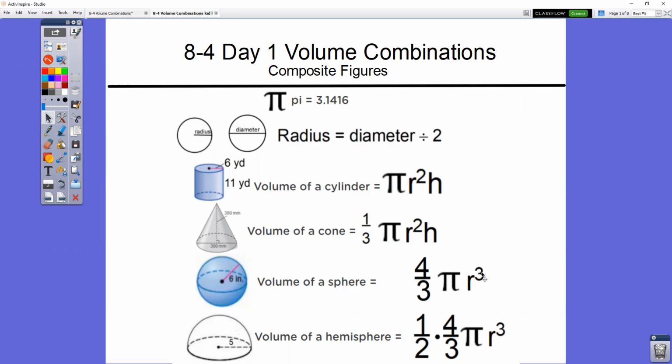Remember, for r cubed, that's really r to the third power. So you have to use the caret button 3, or remember, if your calculator doesn't have a caret button, the y to the x or x to the y button, or you might have to do radius times radius times radius. So like in this one, because the radius would be 6, it would be 6 times 6 times 6. A hemisphere, remember, is half of a sphere. So that's why we have the 1/2 or 0.5 in front of the formula. So we have 0.5 times 4/3 times pi r cubed.